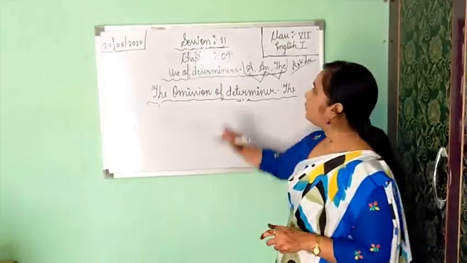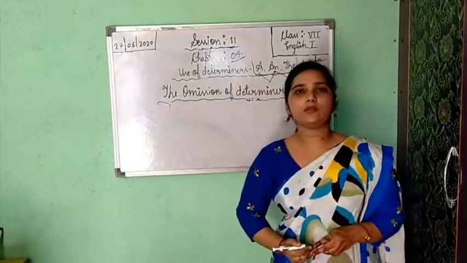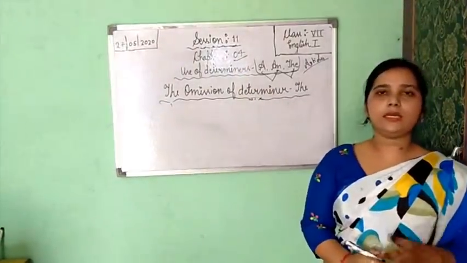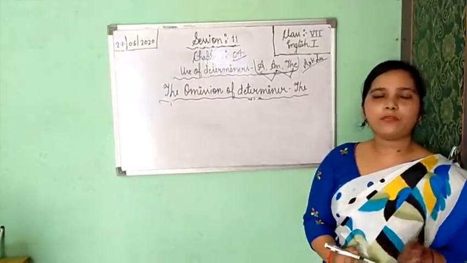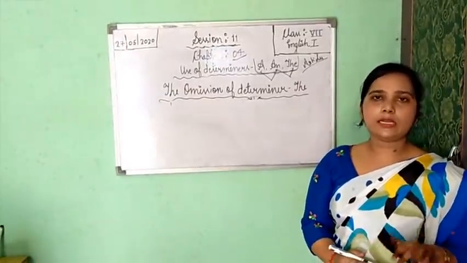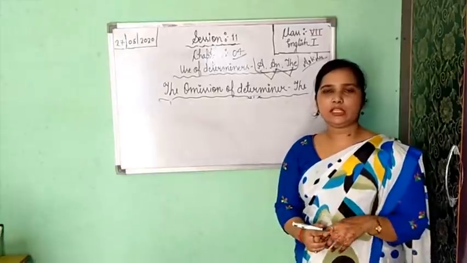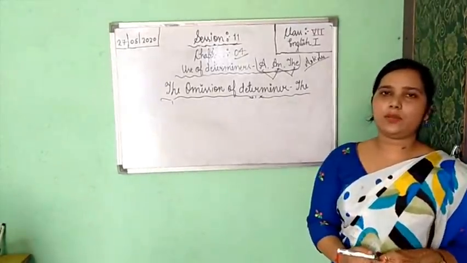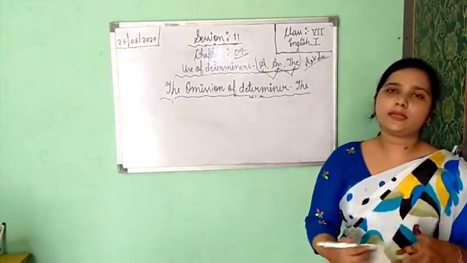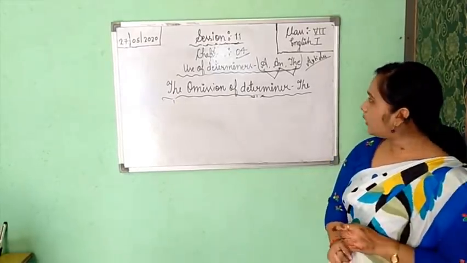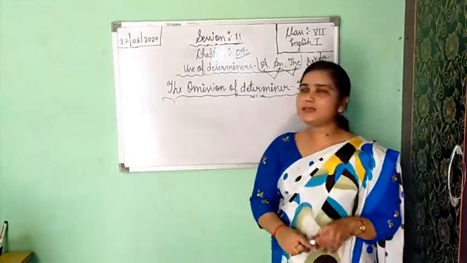Now 4.1 is also left, that is about some other determiners. In that: some, few, a few, little, a little, the little, more, many, each, every. These are the other determiners I will teach you. Okay, so please revise this.